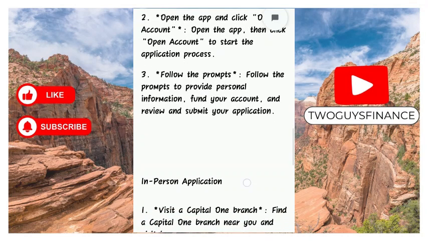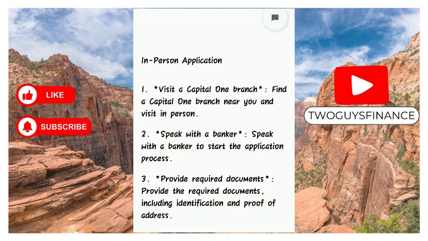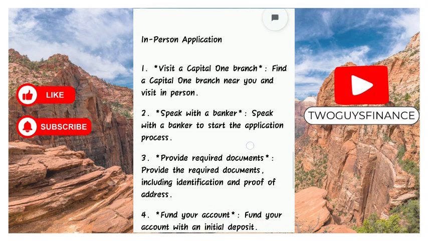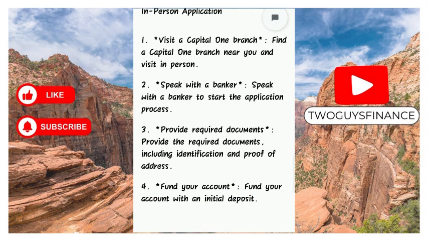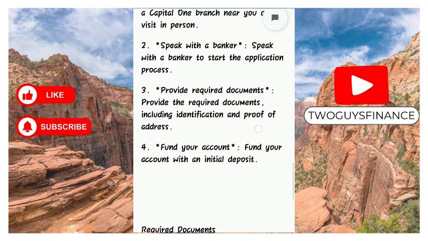Now for the in-person application, all you have to do is find a Capital One branch near you, visit in person, and speak with a banker to start the application process. Of course, you have to provide the required documents, including identification and proof of address, and then fund your account with an initial deposit, and the rest is going to be taken care of for you.